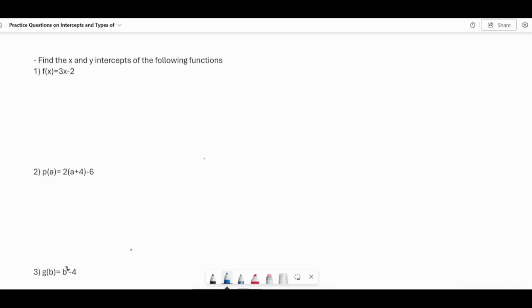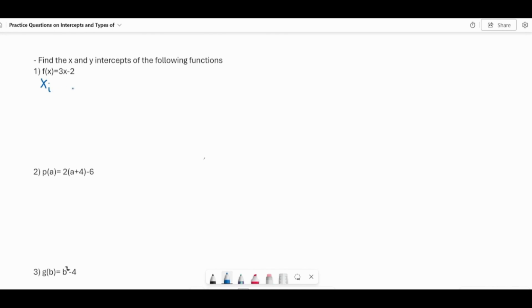Hi everyone. In the last class we studied x and y intercepts, and now we are going to do some questions related to it. So the very first function is f of x equals 3x minus 2, and we have to find the x-intercept and y-intercept. So x-intercept, I will denote it by xi, okay.